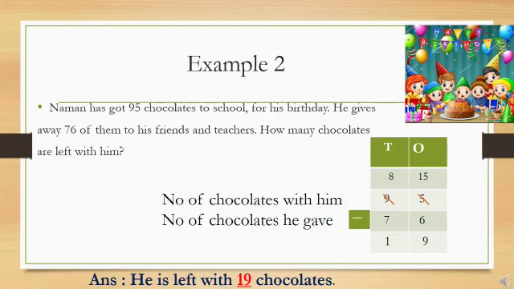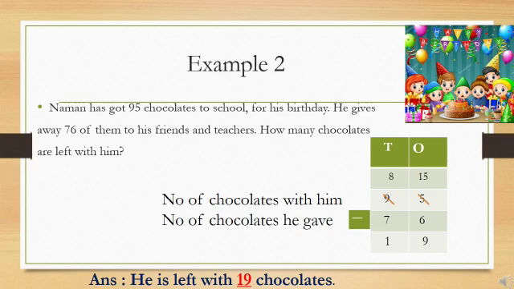Example 2. Let me read the question. Naman has got 95 chocolates to school for his birthday. He gives away 76 of them to his friends and teachers. How many chocolates are left with him? So we need to examine the question that Naman has brought 95 chocolates. He distributes 76 among his friends and teachers. Now we need to check how many chocolates are left with Naman.